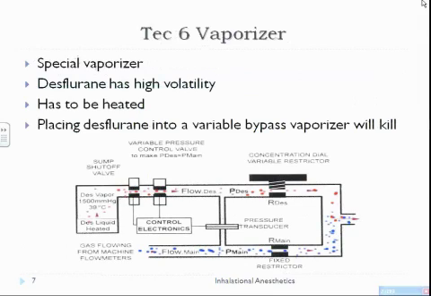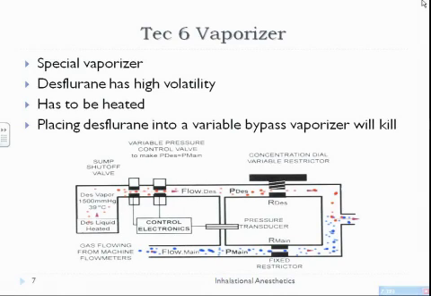This is the Tec 6 vaporizer. That's when we use the desflurane. A Tec 6 vaporizer has to boil the agent to keep it in gas. When you have a gas like desflurane that is very vaporizable, one of the issues is that it begins to cool the liquid. As you pull it away so fast, it cools the liquid, and then what happens to the concentration of it going into gas? It goes down. So it becomes unpredictable.